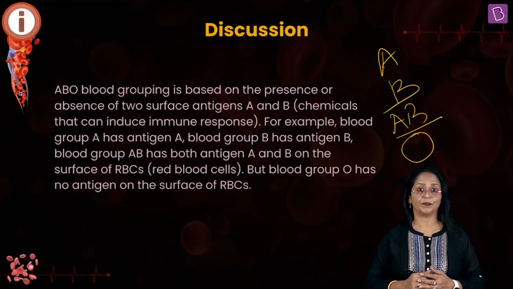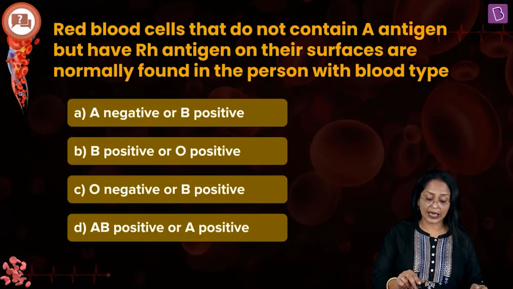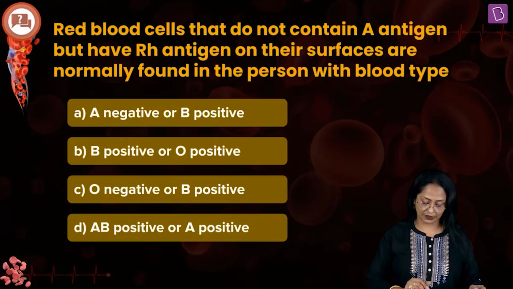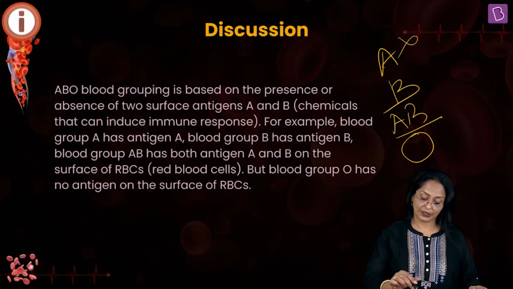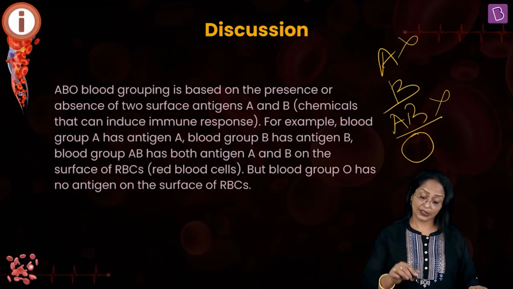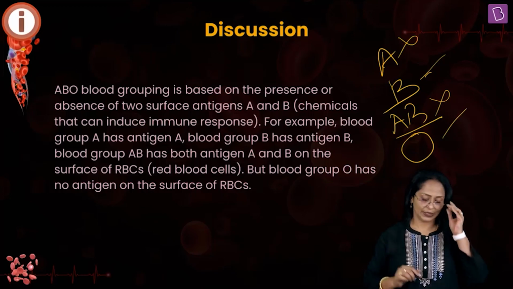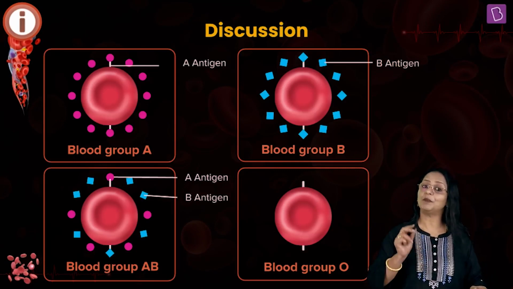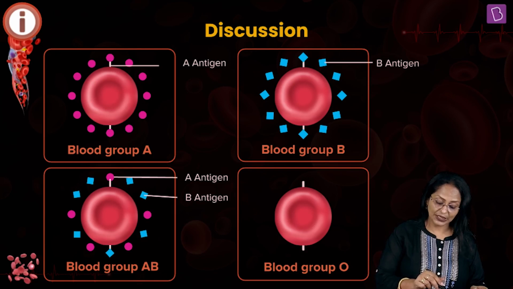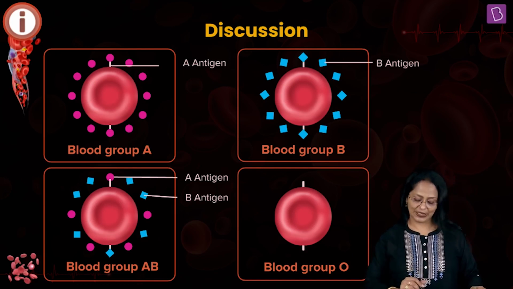So when you look at the question, red blood cells that do not contain A antigen, that is the first part. If it does not contain A antigen, it is not A blood group. It is not AB blood group. It could be B or it could be O. So the first part we know. Correct? Now, this is a diagrammatic representation of how the blood groups are classified based on the presence of the antigen. Can you see this? Blood group A has antigen A. Blood group B has B antigen. AB has both antigens. O does not have any antigens.